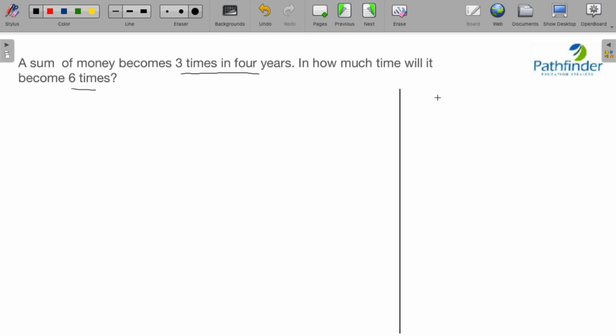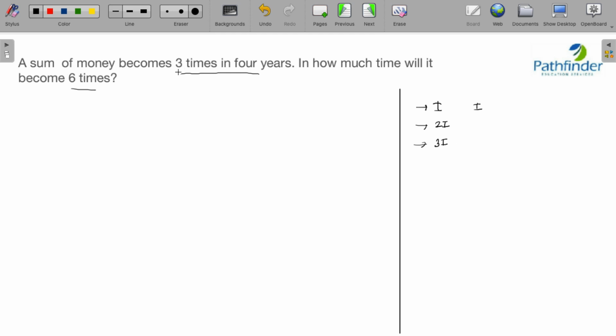So if in the first year simple interest is I, at the end of 2 years it will become 2 times I, because in the second year also the interest is I. At the end of 3 years the total interest earned is 3 times I, and so on.